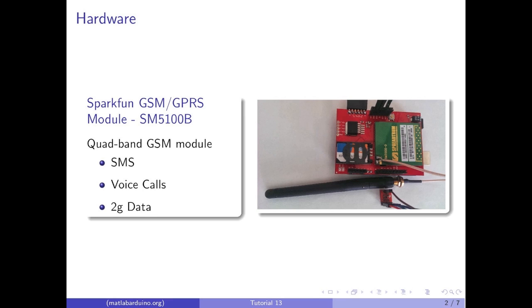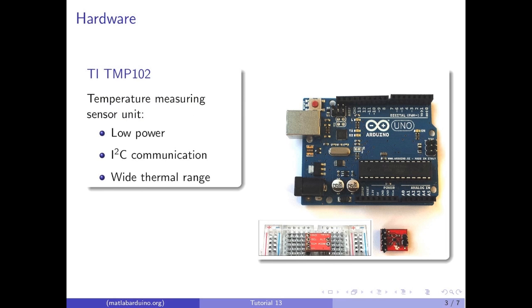This module can send and receive SMS, make and receive phone calls, and send and receive 2G data. This module is controlled with commands sent over a software serial link from the Arduino. We will also be using the Texas Instruments TMP-102, which is a low-power, two-wire serial output digital temperature sensor that operates over a wide thermal range.